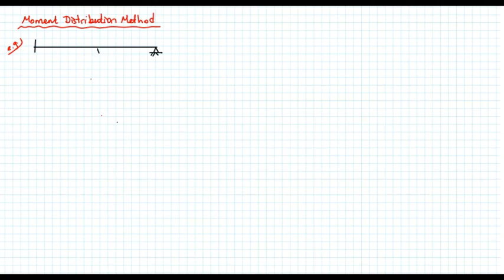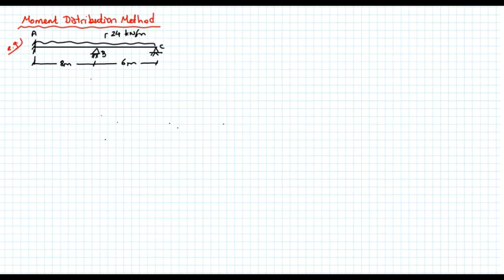So here, another pin support and a fixed support. Same uniformly distributed load, 24 kilonewton meter. This distance is 8 meters. This one is 6 meters. So now we have a pin support here. Let's say at point C. This is point B, A, B, and C.